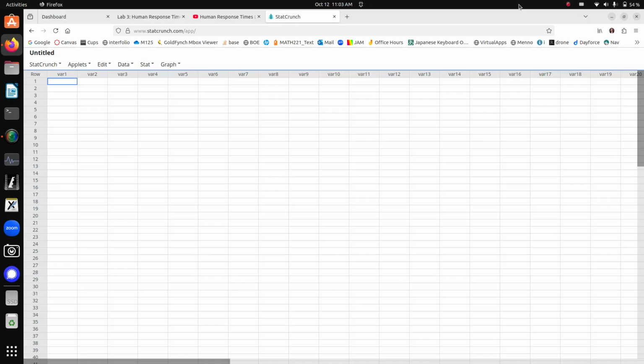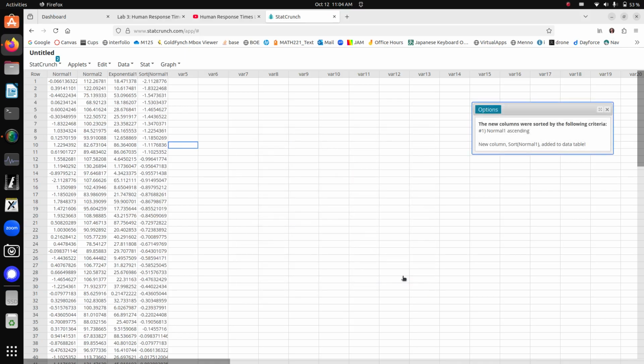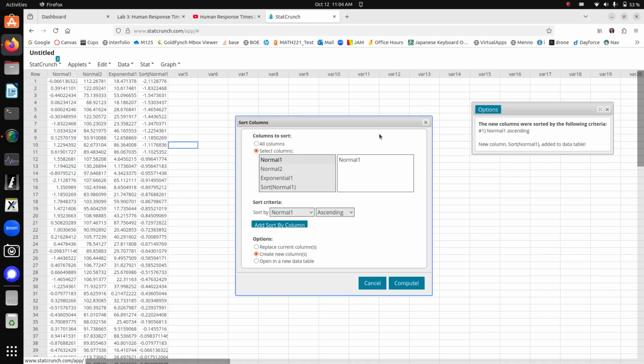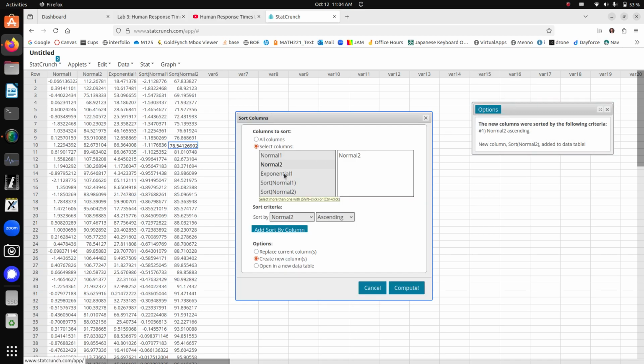Okay, so let me make some simulations first. I may as well show you how to sort this, because you have to do this, and some people are still having trouble with it. When you're sorting, sort by itself, create a new column. Then you can hit options and do the next one, sort each one by itself and create a new column.